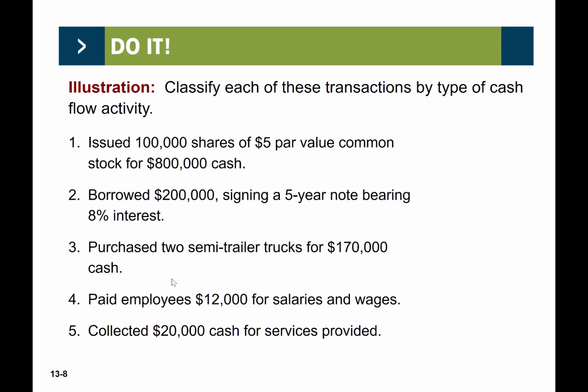We issued 100,000 shares of $5 par common stock for $800,000 cash. Is that financing, investing, or operating? Financing. Good. You're getting it already. Borrowed $200,000. Financing. Good. Purchased 2 semi-trailer trucks. That's investing. We made an investment in equipment. Excellent. Okay. Paid employees $12,000. That's operating. That's our day-to-day operations.